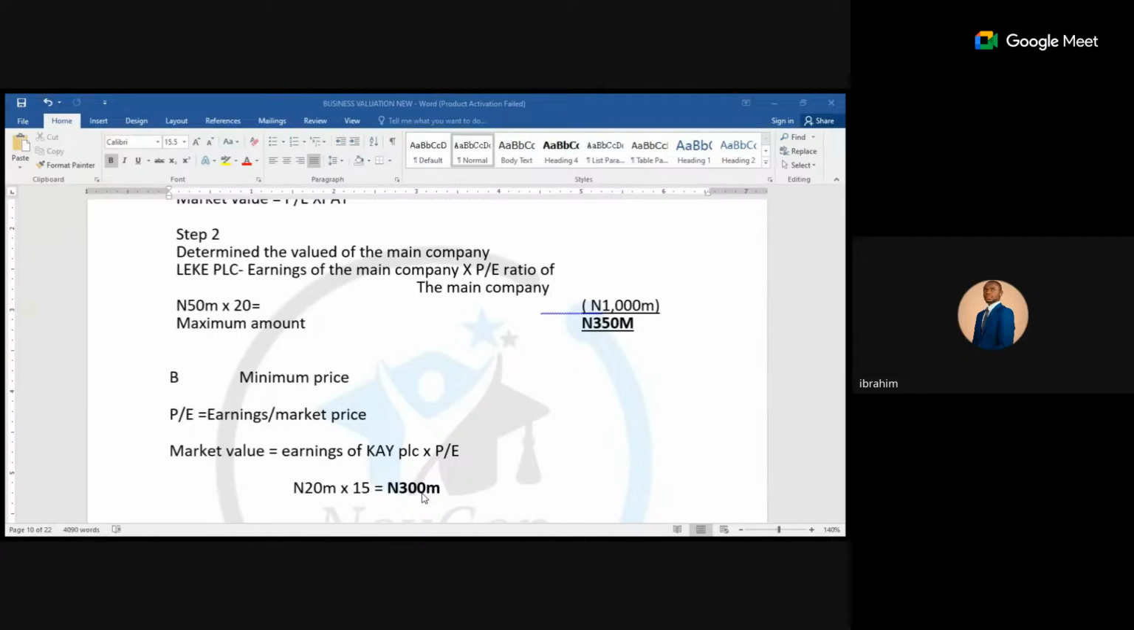But in a situation whereby you have a combined company and they say, what will be the maximum amount that this person can pay? Definitely, if the earnings of the combined company is not given, you need to take the profit after tax of each of the companies, add it together, and multiply it by the average PE ratio given to you. That will give you the market value of the combined company.